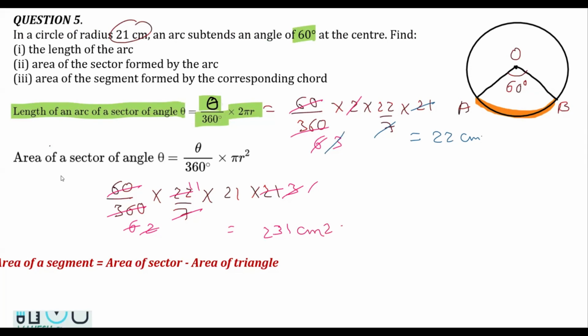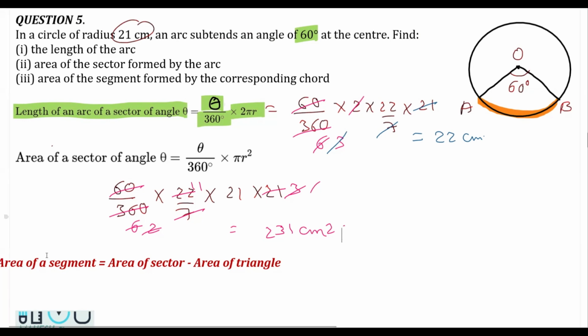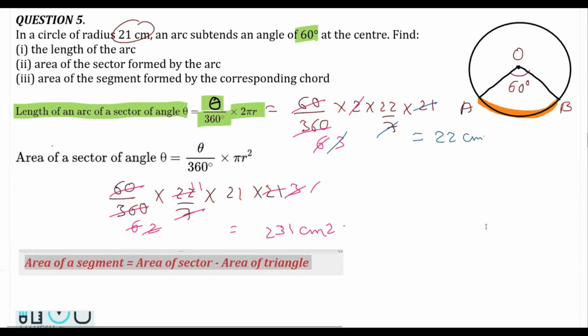That's the area. Now in the later part, in the final part, we have to get the area of this segment. And for calculating the area of this segment, the formula is area of sector minus area of the triangle. Now for that, I'm joining this.